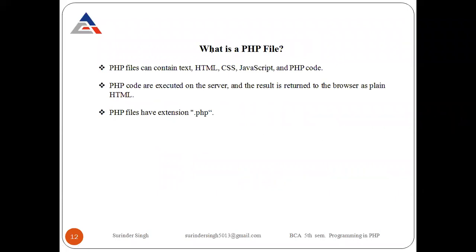Next, what is a PHP file? In yesterday's lecture, we have already seen PHP files. PHP files can contain text, HTML, CSS, JavaScript, and also PHP code. PHP code is executed on the server and the result is returned to the browser as plain HTML. And PHP files have the extension .php.